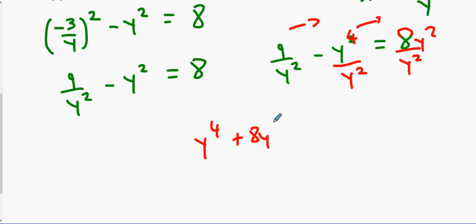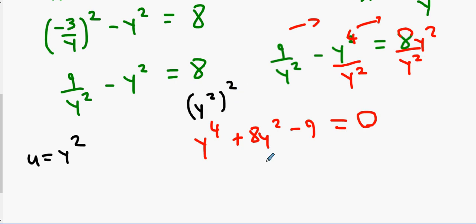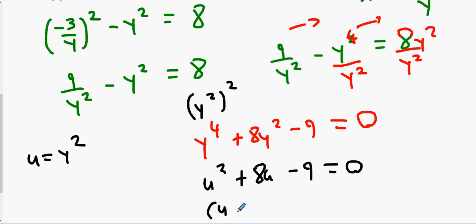Who knows their stuff? Jamie, what substitution are you going to make? X for... Well, x is already in use, so pick another letter. u for y squared. Jamie's going to change u for y squared. And would everyone agree that's y to the 4, u squared? So what's Jamie going to put in instead? u squared plus 8u minus 9. u plus 9 and u take 1 equals 0.